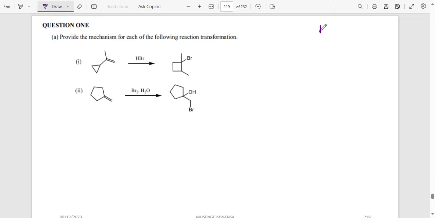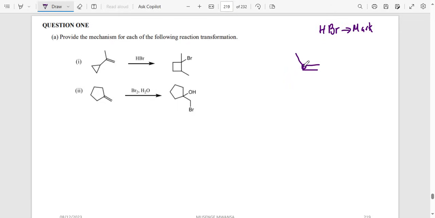Now, one thing that you need to know about HBr, when you are reacting an alkene with HBr, you need to know that this reaction follows Markovnikov's addition. Okay? Markovnikov's addition. That is very, very important. And every time you're adding HBr, what we mean by Markovnikov's addition is you are going to look at your double bond. Let's say the double bond is like this.